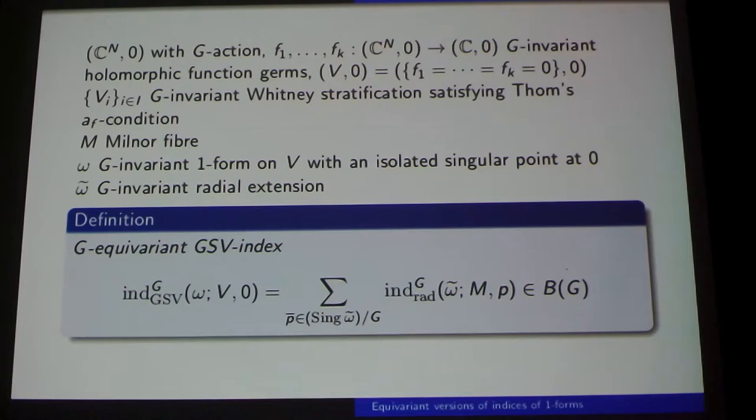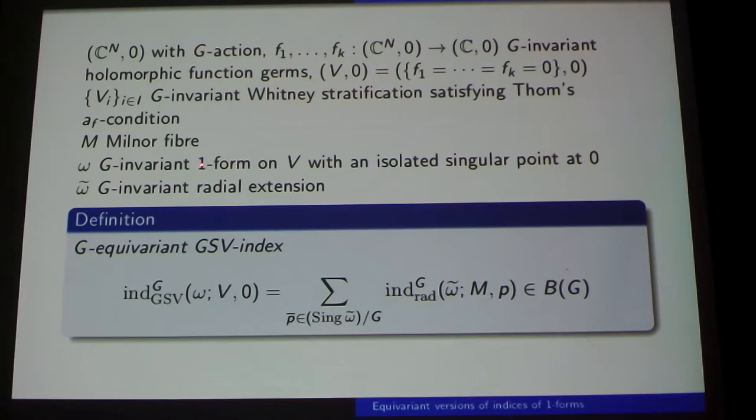And then the story is similar as before. We take a G-invariant one-form on V with an isolated singular point at zero. I forgot to mention that omega is defined on the ambient space and restricted to V. And we take again a G-invariant gradient extension as before. Then our definition of the G-equivariant GSV index is that we take a similar sum, but now the main difference is that we take the equivariant gradient index on the Milnor fiber. Again, this is an element of the Burnside ring of the group G.